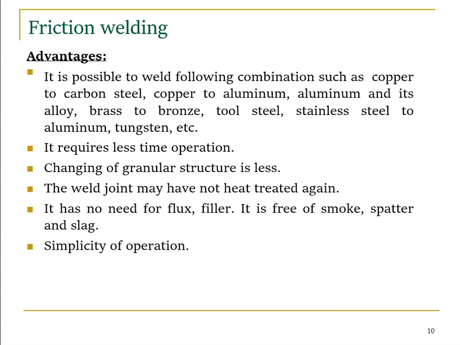But in solid state welding, we can join two dissimilar metals, right? So this is one of the advantages. Even you can join mild steel with aluminum. You can join carbon steel with HSS, right? So any combination you can join. This is one of the advantages of friction welding.